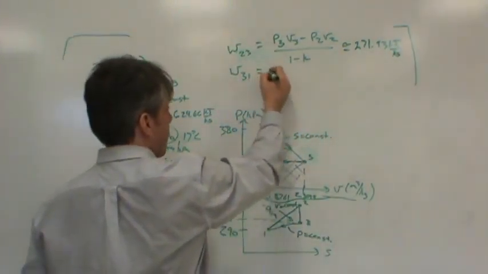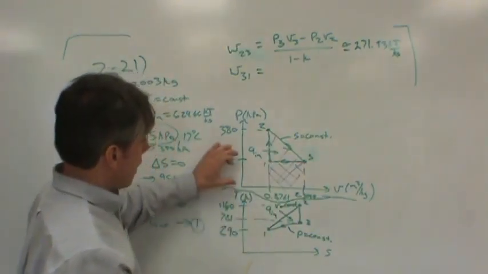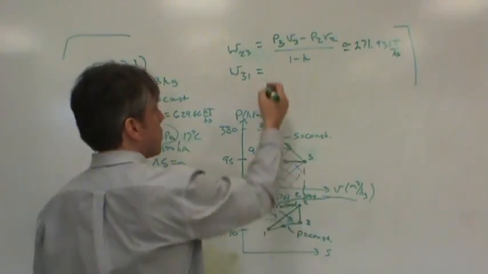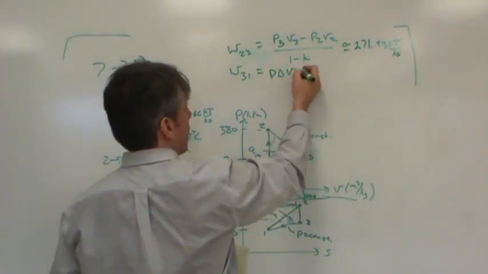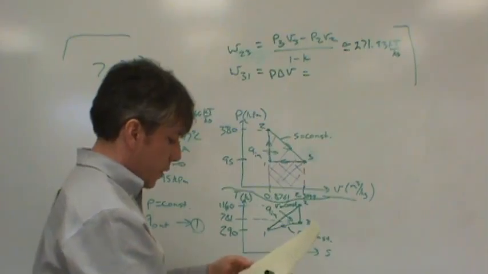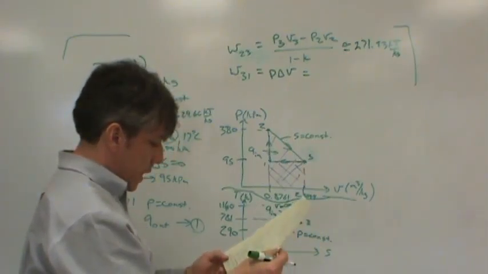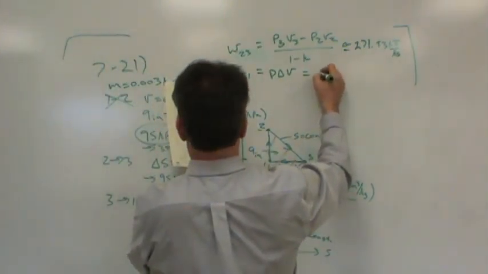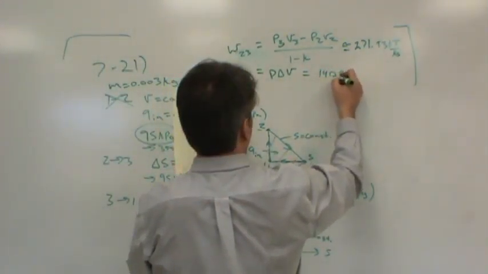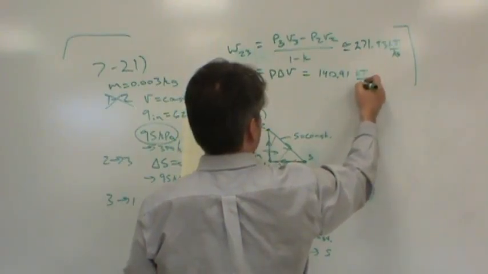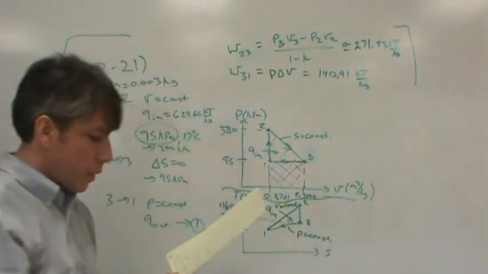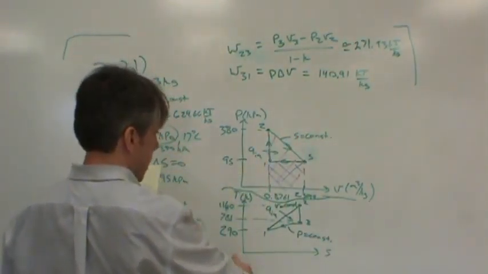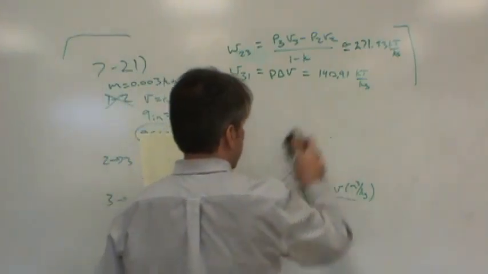The work from state 3 to state 1 is even easier. Notice it's a constant pressure multiplied by a volume change, right? We just need that area. So it's just a P delta V calculation. If you do that, what you find is that the amount of work we have to put in is 140.91 kilojoules per kilogram. Okay? You take the difference between these two and you can come up with a net work. In fact, we don't need this anymore, so I'm going to erase it.